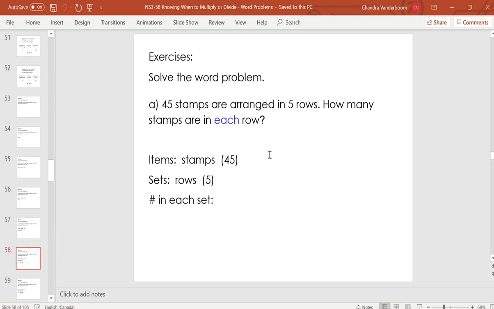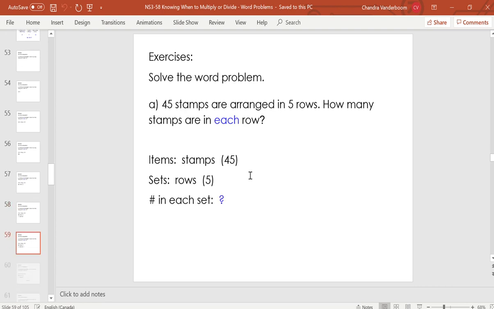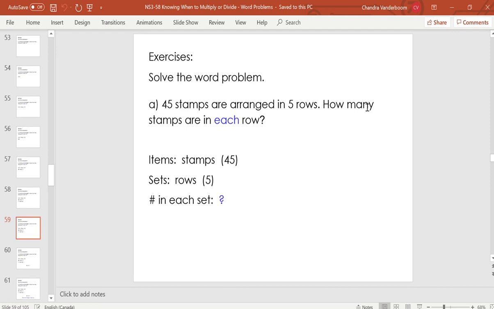How many are in each set? Well, we don't know that. That's the question. It says how many stamps are in each row. That's what we need to figure out. We do know our total. And every time we know our total, we always do division. So our question will be 45 stamps altogether divided into 5 rows equals how many stamps in each row?